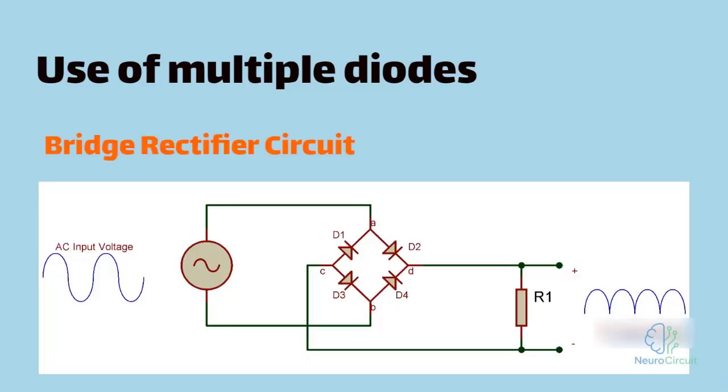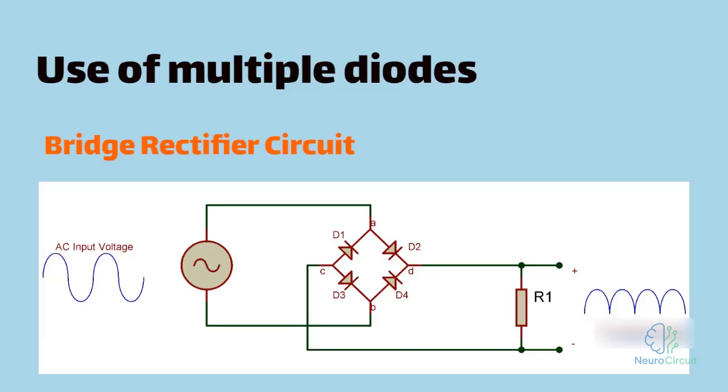Applications: circuits that require increased current capacity, and power supplies needing current distribution. The third one, bridge rectifier circuit. A bridge rectifier is a specific circuit commonly used for full wave rectification. This circuit consists of 4 diodes arranged in a specific way to convert alternating current to direct current. Features and applications. Full wave rectification.